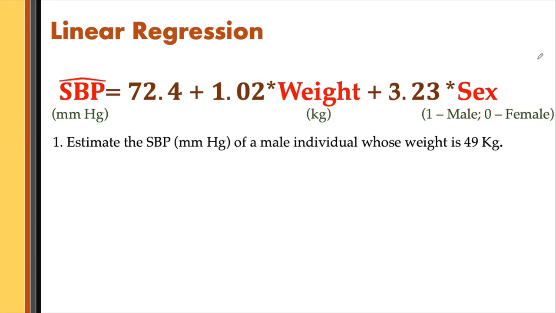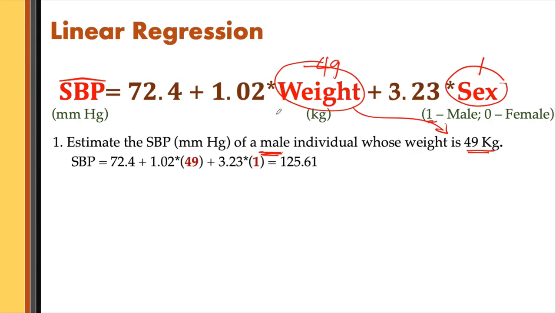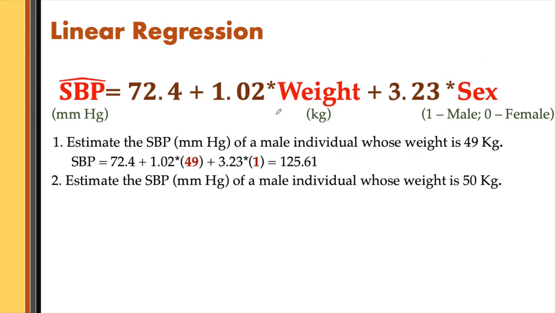Now, given this linear regression model for systolic blood pressure, how are we going to estimate the systolic blood pressure of a male individual whose weight is 49 kilograms? In other words, the value of the weight here is 49, and the value of sex here, since this is male, will be 1. So this is 49 kilograms and this is 1. Substituting those values, we have 125.61 millimeters of mercury.